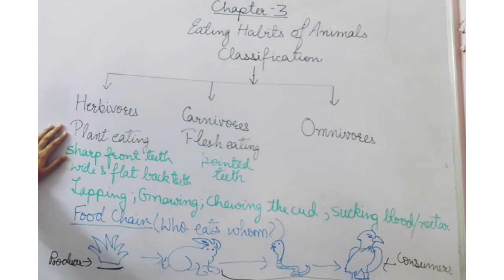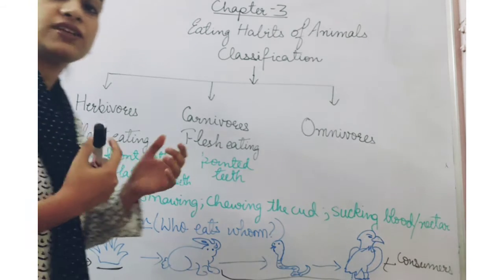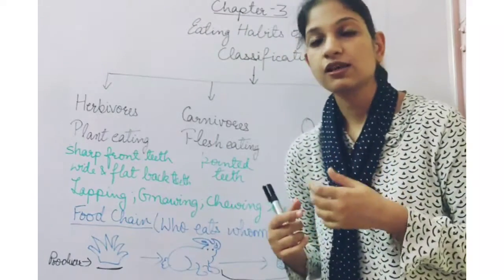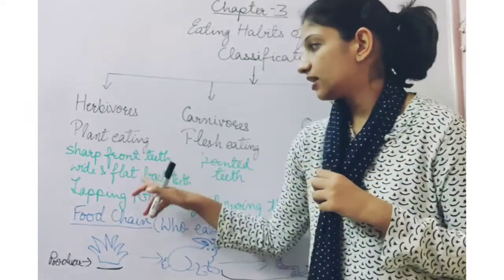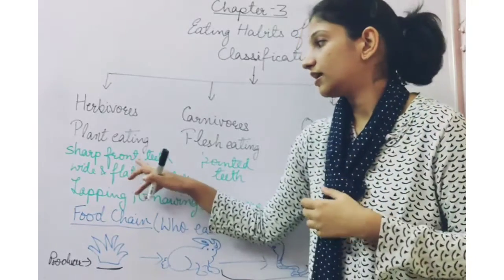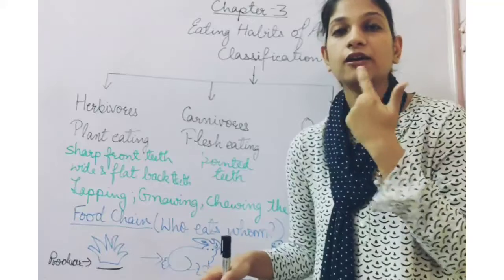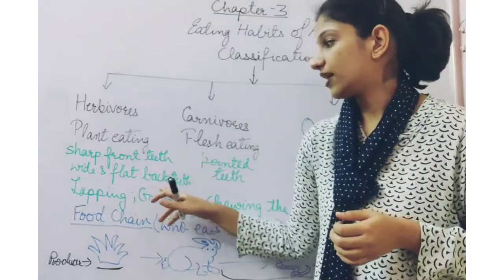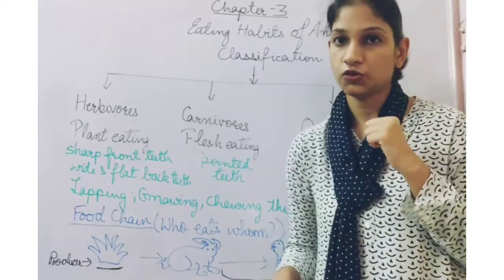They have sharp front teeth and wide and flat back teeth. Why do they have these sharp front teeth? They have these sharp front teeth to bite the grass, and then they have wide and flat back teeth to chew it.